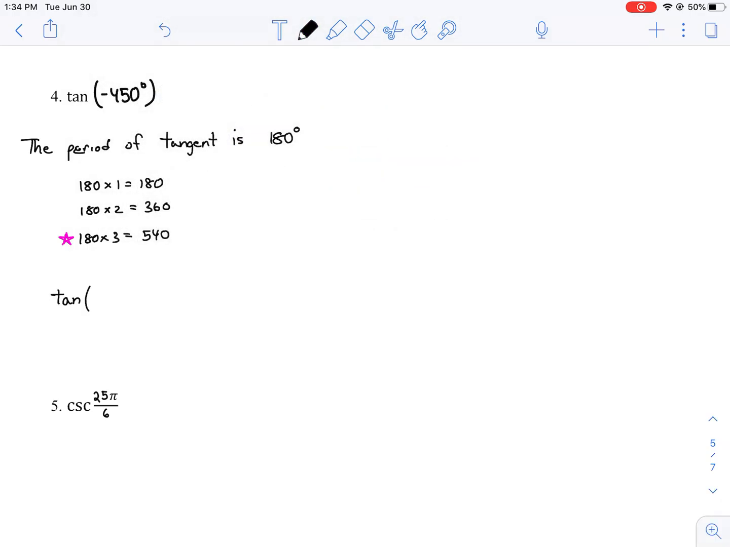So the tangent of negative 450 degrees is equal to the tangent of negative 450 degrees plus 180 times 3, which is equal to the tangent of negative 450 plus 540, which is going to equal 90 degrees.